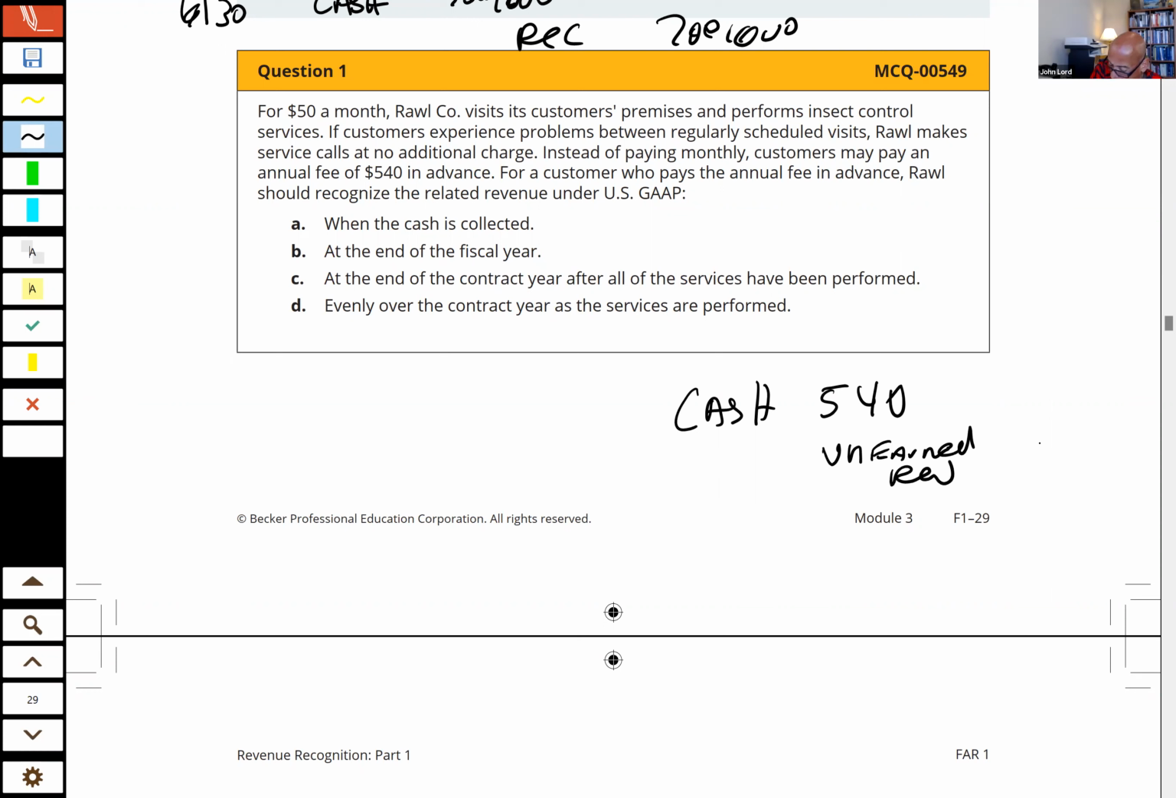Okay, and then we go ahead and we take what? We take the 540, we divide that by 12. That means they're earning what? $45 a month as they provide the service. So each month they would debit the unearned revenue for $45 a month. And each month they would do that. Debit the unearned, 45, credit the revenue, right?